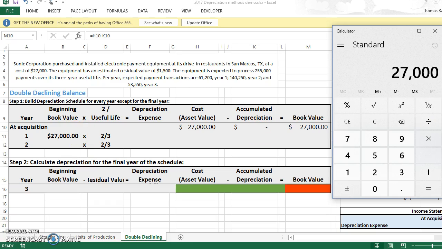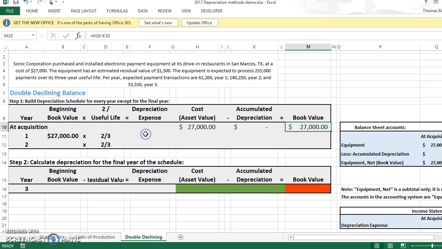So we take that full $27,000, look at my calculator, I'm going to go times 2, and I'm going to go divided by 3. And I end up with 18,000. So in order to do that fraction, just do times 2 divided by 3. And now my depreciation expense becomes $18,000 for year 1.